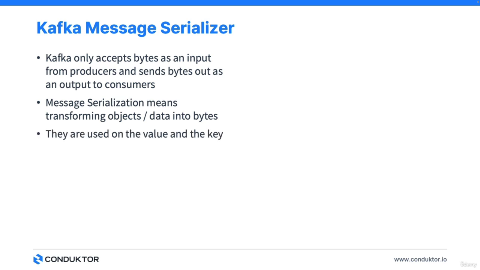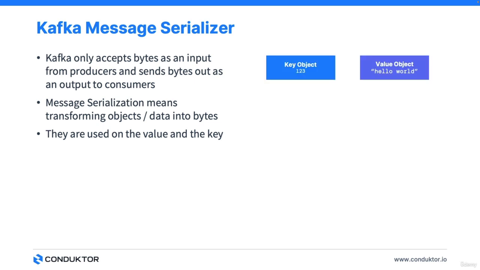And then these serializers are going to be used only on the value and the key. So say, for example, we have a key object, okay? It's going to be the truck ID, so 123, and then the value is just going to be a string, hello world. So these are not bytes just yet. They are objects within our programming language. But then we're going to specify the key serializer to be an integer serializer.